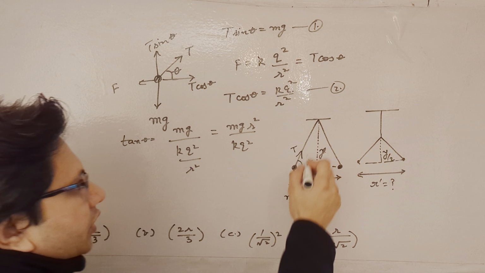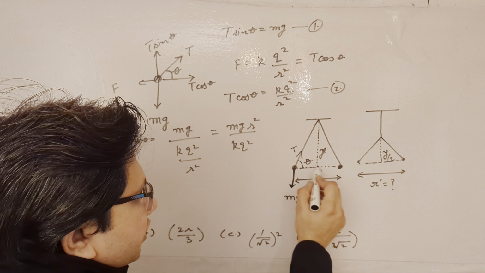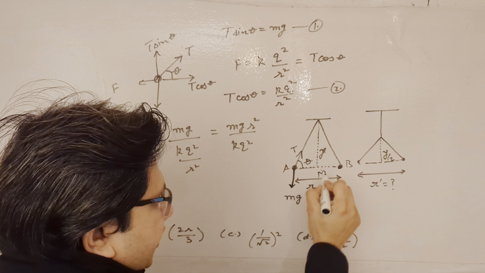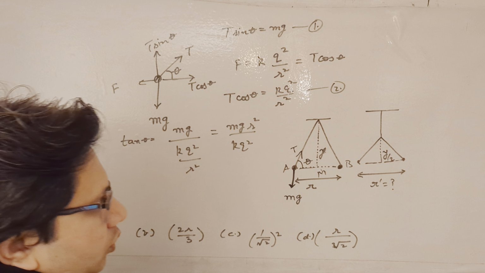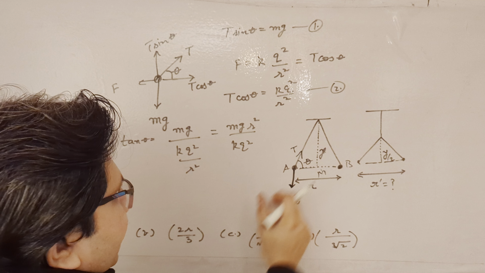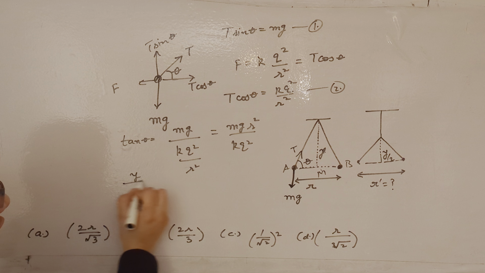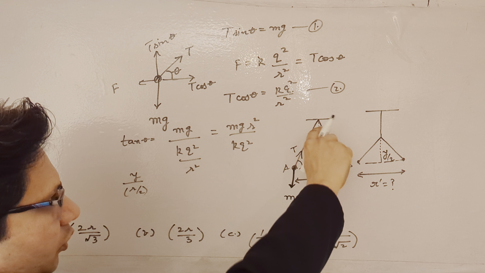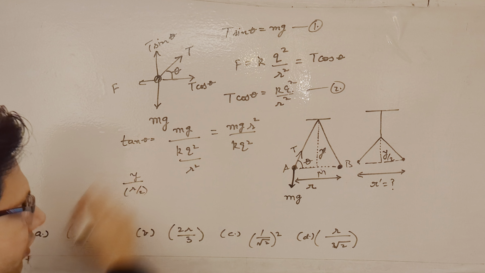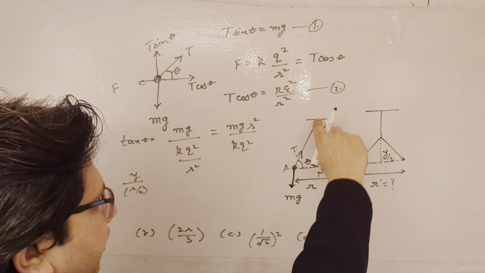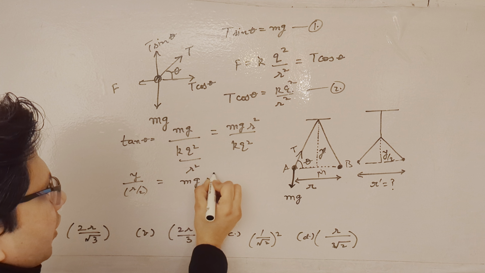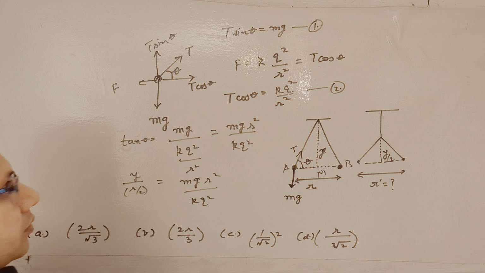Now from trigonometry we know that tan theta is equal to y upon this distance. For example, we call this point A, this point B, and this point M. So AM distance is r by 2. So tan theta is equal to y upon r by 2. In place of tan theta, we write y upon r by 2, because we have to relate y with r. So y upon r by 2 becomes mg r square upon kq square.